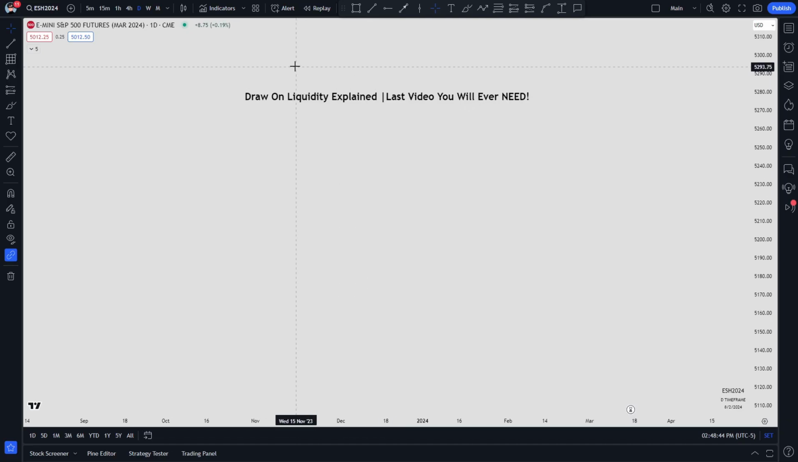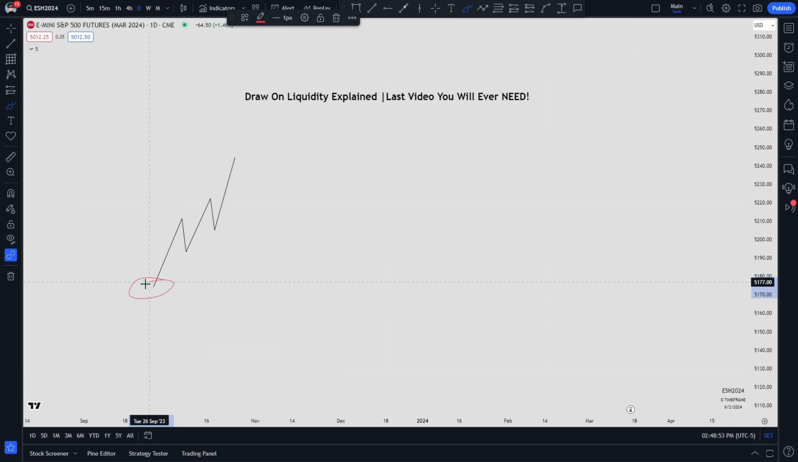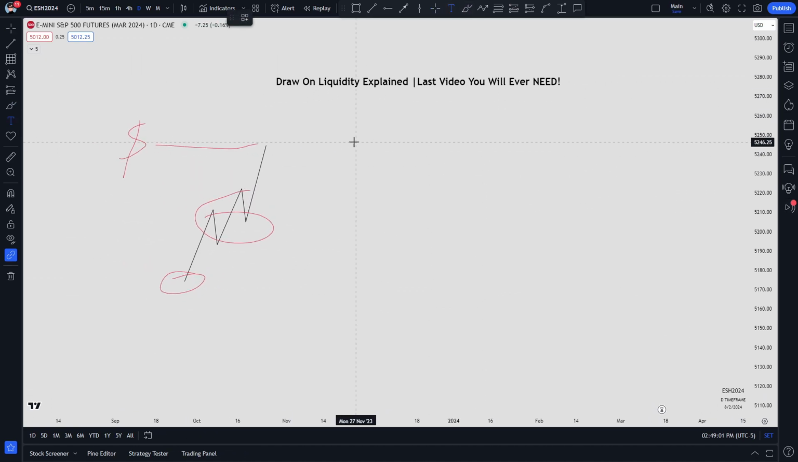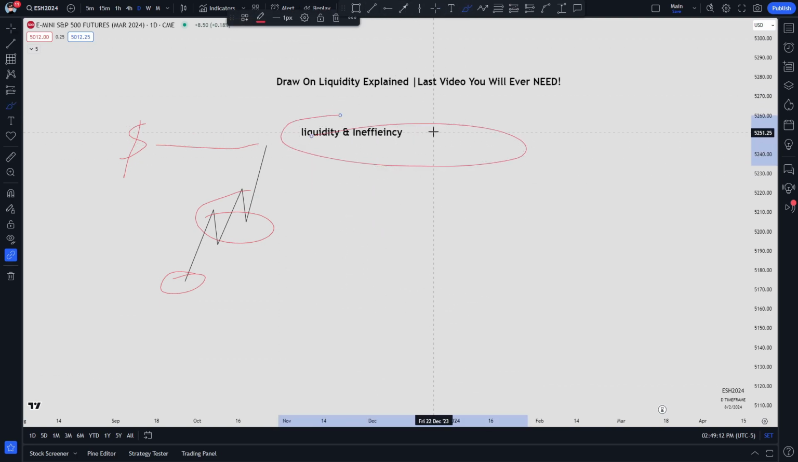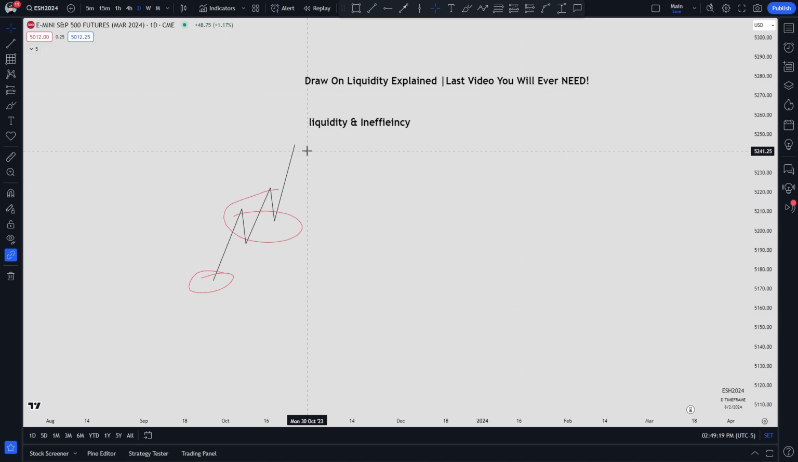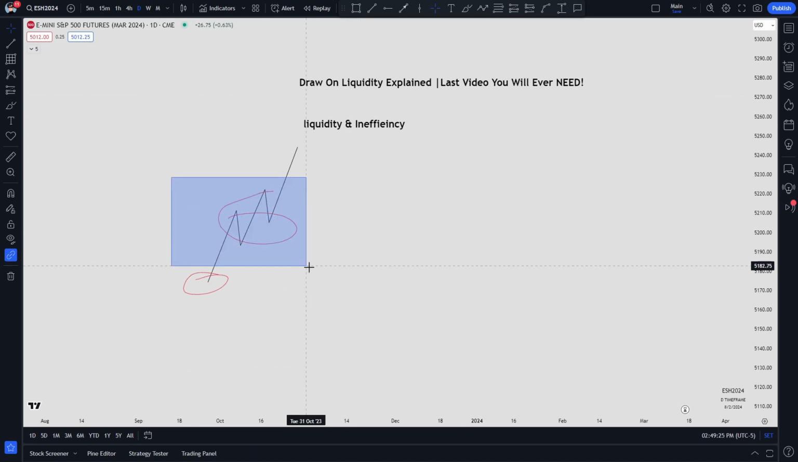Alright guys, first things first here, draw on liquidity. Essentially what draw on liquidity is: where have you come from, where are you at, and where is price going. The market draws to two things, and those two things are liquidity and inefficiency. If you can spot these two things in price action, you're already ahead of most traders. But you probably don't know how to anticipate this or even look for it in price action. That's what we're going to look at in this video here.